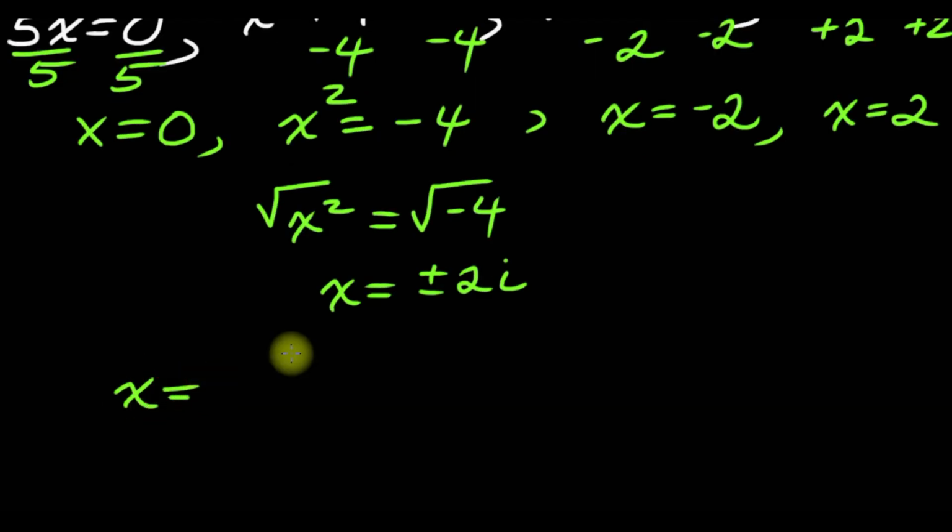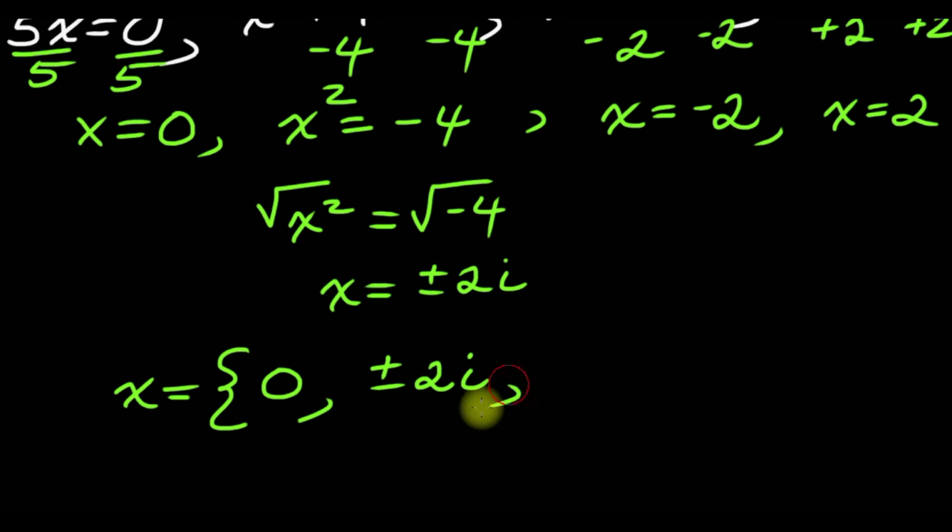So we have x equals 0, plus or minus 2i, and then plus or minus 2.